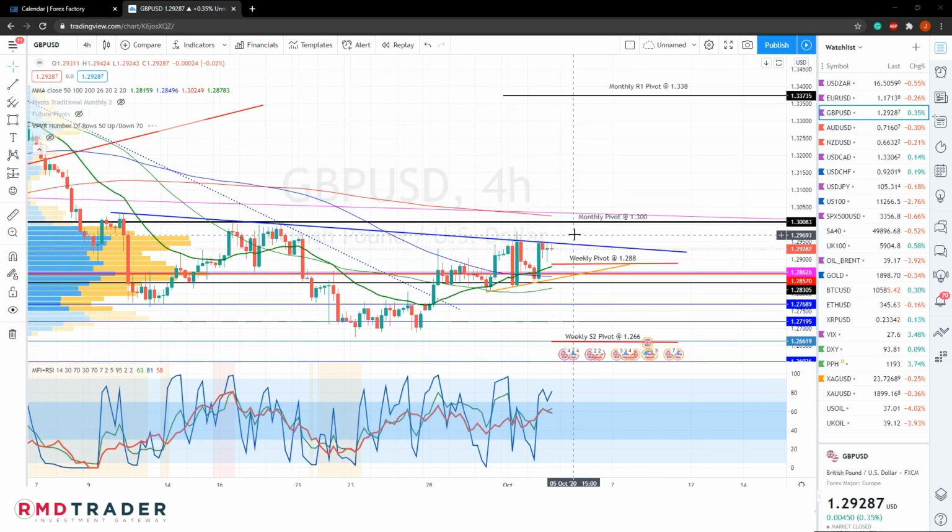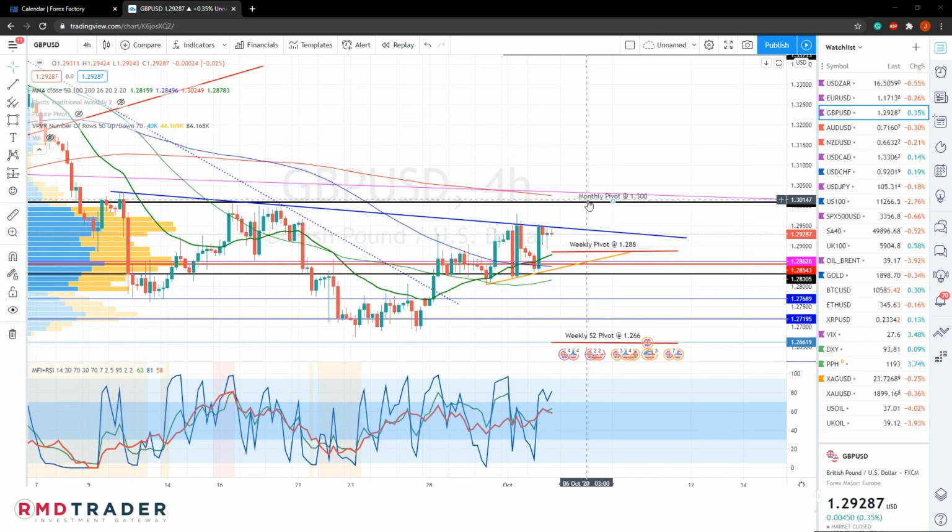And just looking at the breakout higher, that would take us potentially to our monthly pivot at 1.3, where we will also meet up with this 4-hour 200 SMA and this diagonal resistance line that we see there in this magenta color as well, all aligning at that same area.